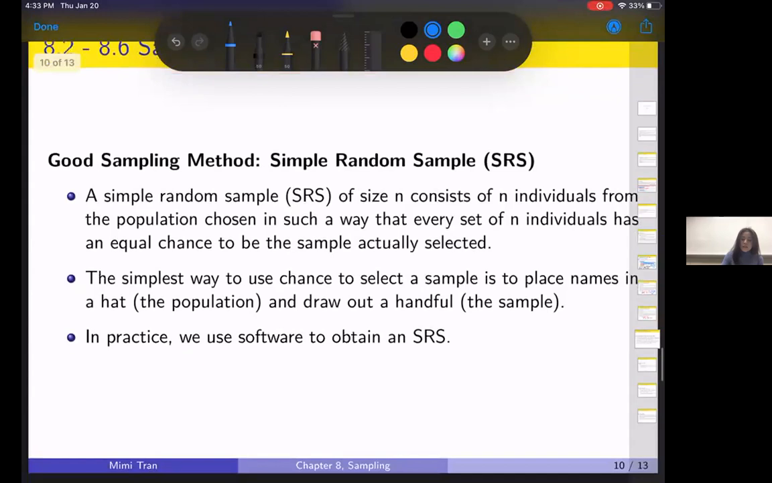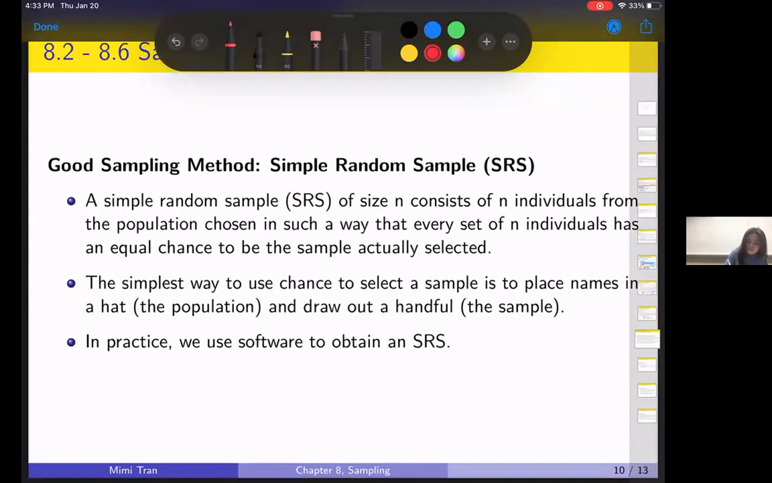Right? Now, let me talk about the replacement and without replacement. Replacement sampling is when, say I have 10 students, but I only have 5 presents, and I want to give those 5 presents to 5 students out of 10, right? So what I do is I put 10 student names in the hat, and then you guys pick, right? If you got the name with the star in it, then you got a present, right?